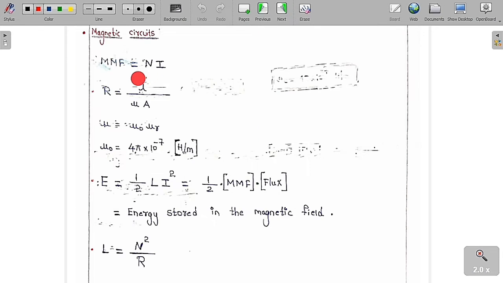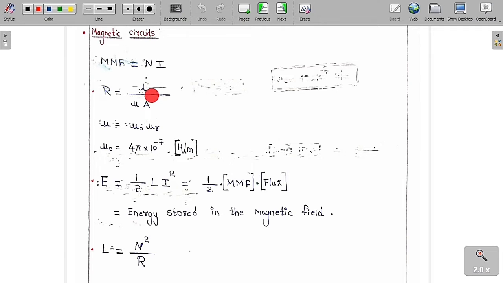So magnetic circuits. Magnetic circuits means a few small important formulas. MMF is equal to N into I, where N is the number of turns of the coil, and I is the current flowing through that coil. So MMF is equal to N into I. And reluctance of the core is equal to L by mu into A.